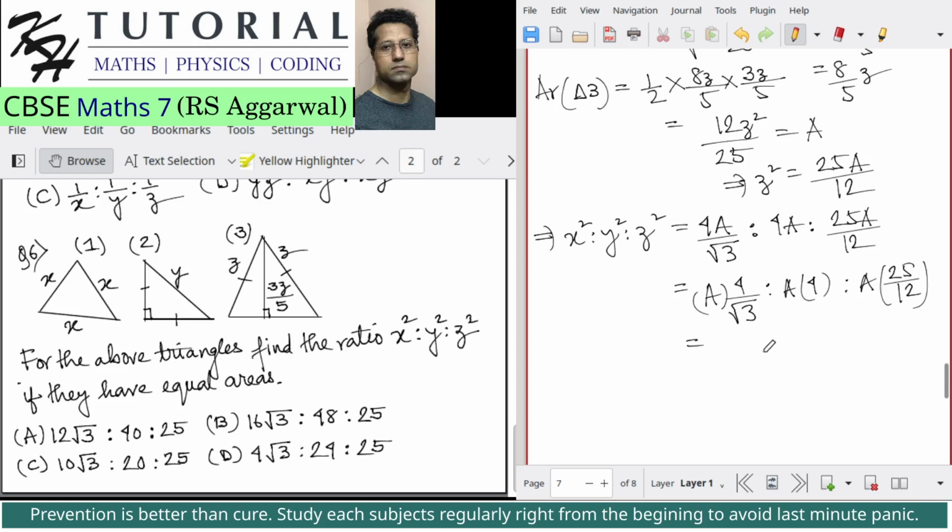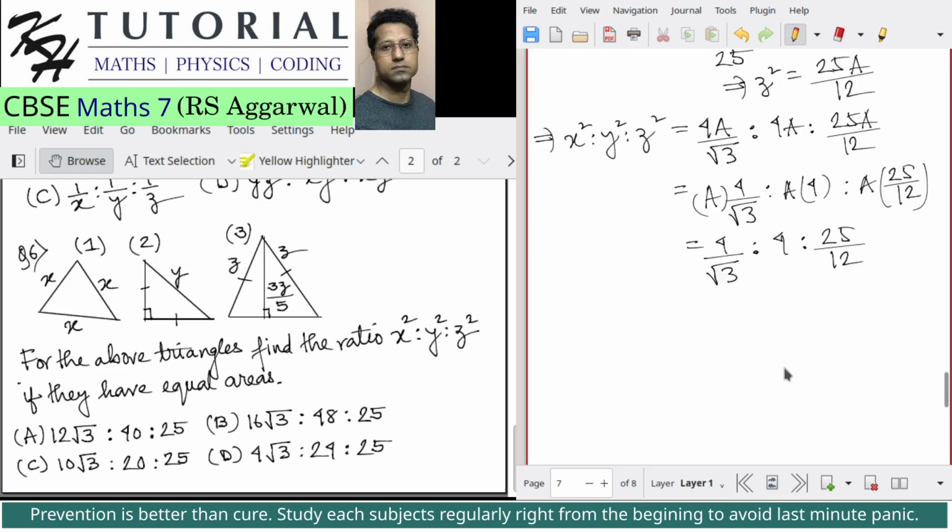Now in a ratio I can always multiply all the parts by some non-zero constant, or I can divide the parts by some non-zero constant. It remains the same. So in this I can divide all the parts by a, and it will be 4 by square root of 3 is to 4 is to 25 by 12. Now I have to simplify this ratio so that it matches with one of the given choices.